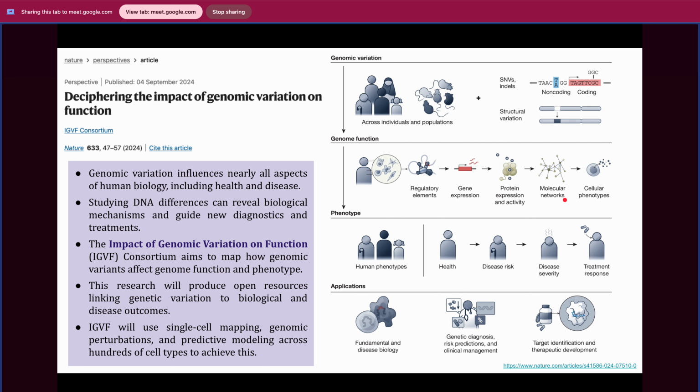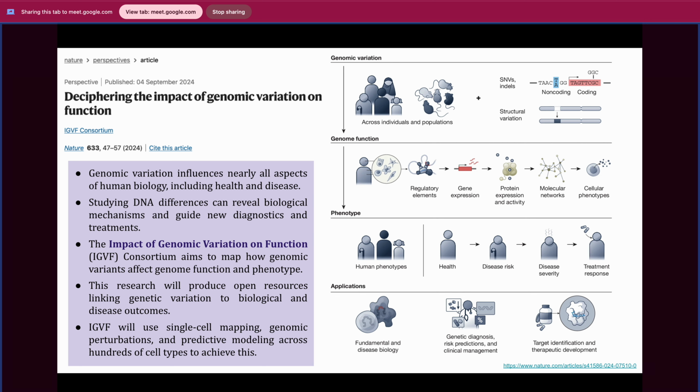So in that case, molecular networks will also get perturbed or disturbed, we can say, and ultimately they will influence the cellular phenotypes. So all this information can be gathered from the genome function comparisons, and these are mostly done with the already established data sets which are already available. And then they are linked to the phenotypes, that is, how a particular variation is influencing the phenotype.